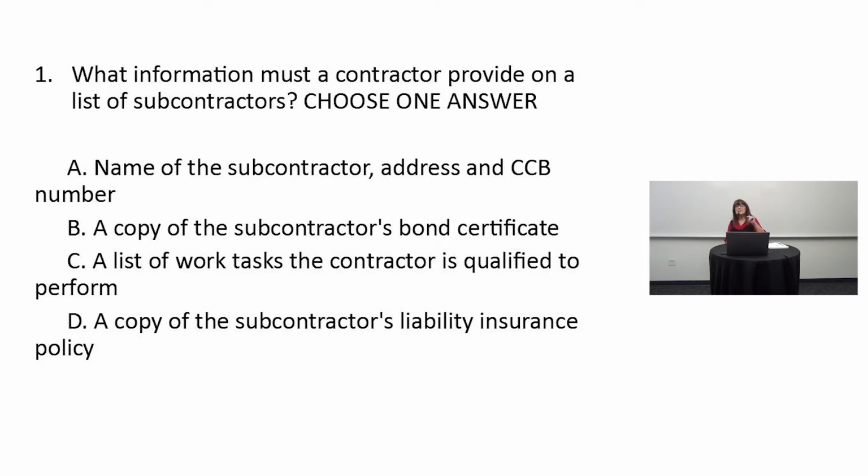What information must a contractor provide on that list of subcontractors that you should post at your job site when you bring on a team of subs? Choose one answer. A, the name of the subcontractor, their address, and their CCB number. B, a copy of the subcontractor's bond certificate. C, a list of the work tasks the contractor is qualified to perform. D, a copy of the contractor's liability insurance policy.